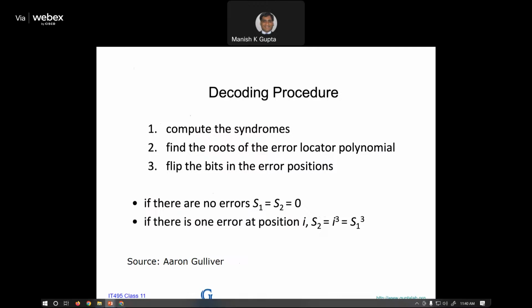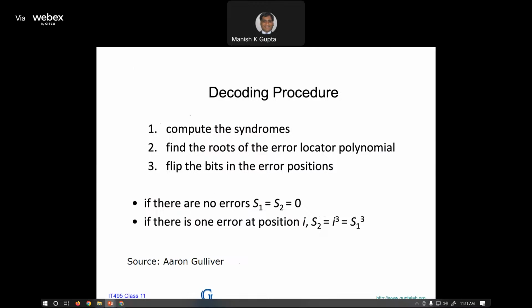So the decoding procedure: compute the syndrome, find the roots of the error locator polynomial, and flip the bits in those error positions. Because we know that we have to find in which positions errors occurred. In the single error correcting Hamming code, what was the property? You compute the syndrome, it gives you the position of the column, you flip that bit. Here, you are getting two positions, so we need to find what those positions are. And we can do that just by flipping those places once you find I and J.